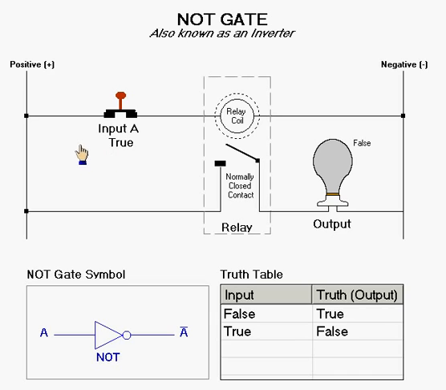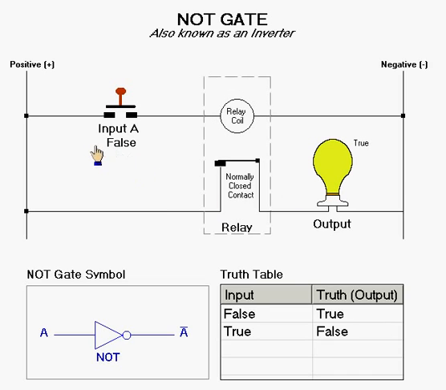Here you can see when the switch A is closed, representing a true input, then the current will flow through the switch, energizing the coil of the relay. Notice the dotted circle around the coil. This represents the magnetic field that is created by the energized coil. This magnetic field then opens the normally closed relay contact, causing the light bulb to go dark, representing the output of false.